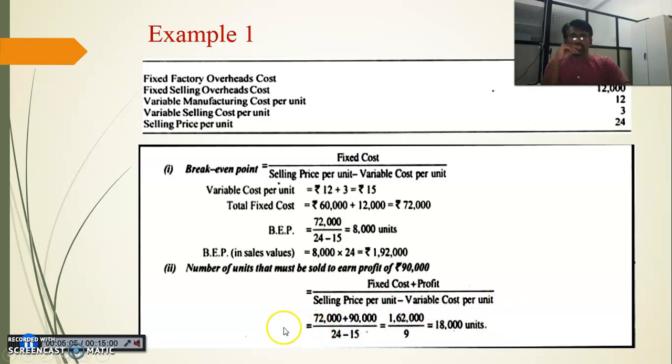Now in this case, the quantity is equal to the quantity so that the company acquires 90,000 profit: quantity is equal to 72,000 plus 90,000 divided by 24 minus 15, that is selling price minus variable cost. So the quantity becomes 18,000 units. So when the company sells 18,000 units, after selling these 18,000 units, the company will earn rupees 90,000 as a profit in this case.